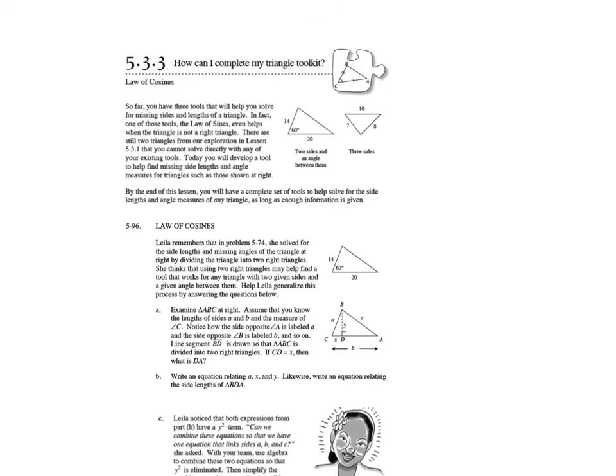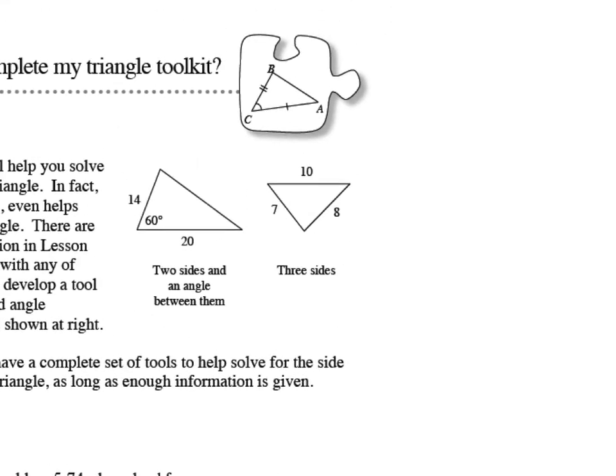Alright, as I mentioned previously, today we're going to learn something called the law of cosines. So far you have three tools that help you solve for missing sides or lengths in a triangle. One of those, the law of sines, helps when it's not a right triangle. Today we're going to develop a tool that helps you solve whenever you have two sides and the angle in between, or side-angle-side, or if you have three sides and no angles, how you find a missing angle measurement.